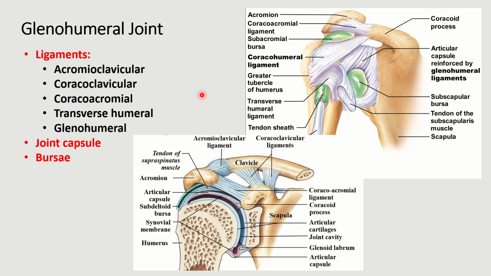Important joints, one is the shoulder joint, also called the glenohumeral joint. For the ligaments, look at the connection between the bones. This is the coracoid, this is the acromion, so that is the coracoacromial ligament. This is the coracoid, this is the humerus, so the coracohumeral ligament. And this one is called the transverse humeral ligament, and that is supporting the biceps tendon. And between the coracoid and clavicle is the coracoclavicular ligament, and between the acromion and clavicle is the acromioclavicular ligament.